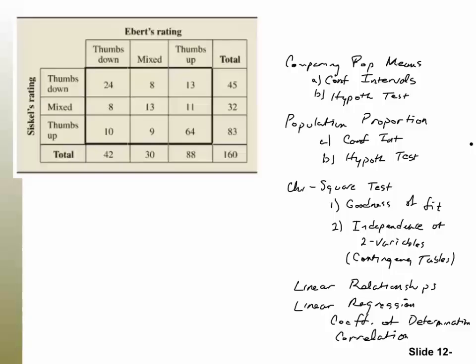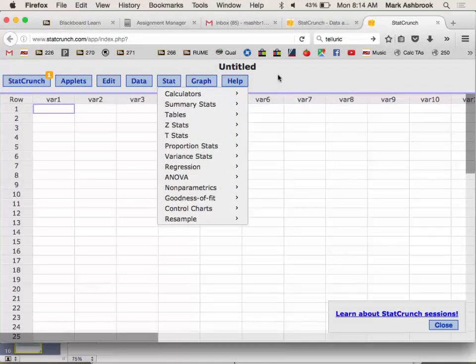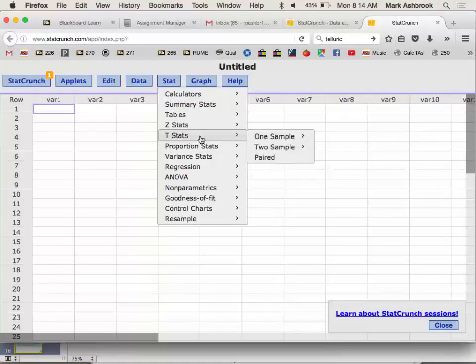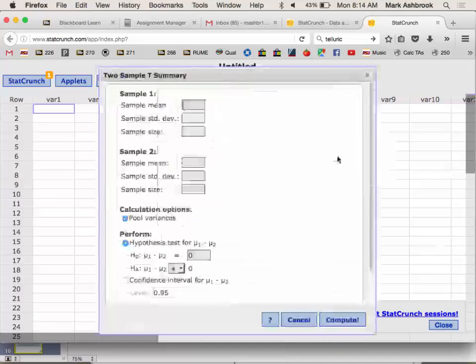So let's work on, we have time for the blue sheet. Let's do this one together. So we're asking the question, are the means the same? We're going to do a hypothesis test of that and then a confidence interval. To see if they're the same, we're going to use t-stat, 2 sample. And this time we were given the summary. You're given the mean, standard deviation, etc. So you're going to do t-stat, 2 sample with summary.